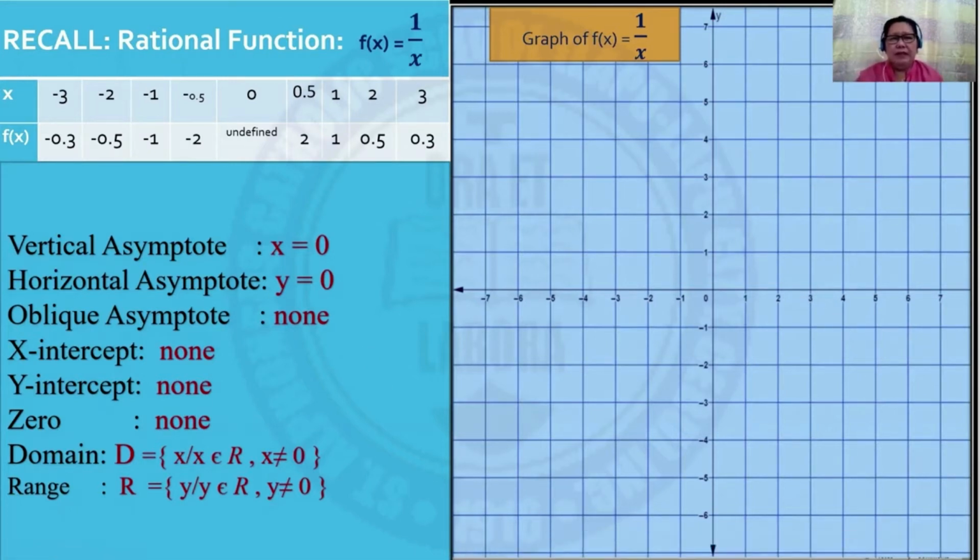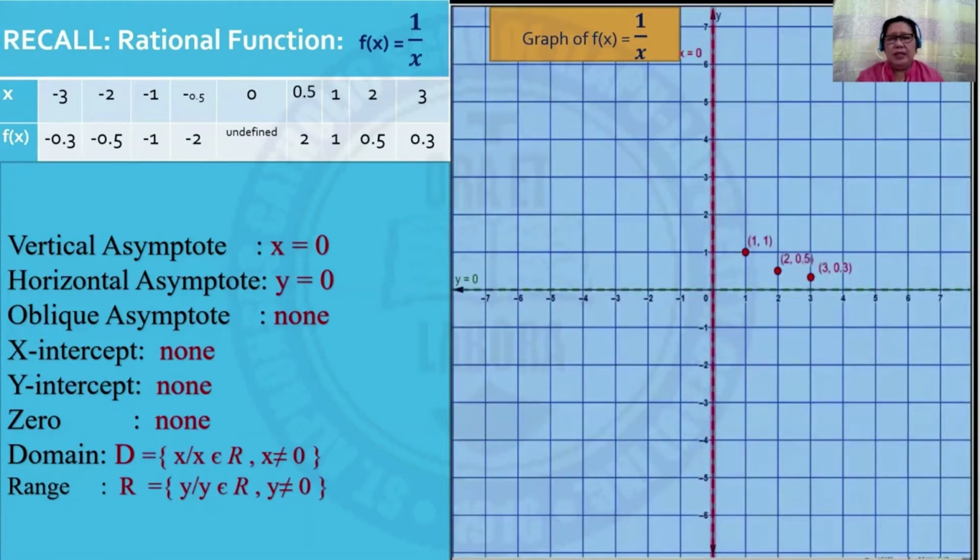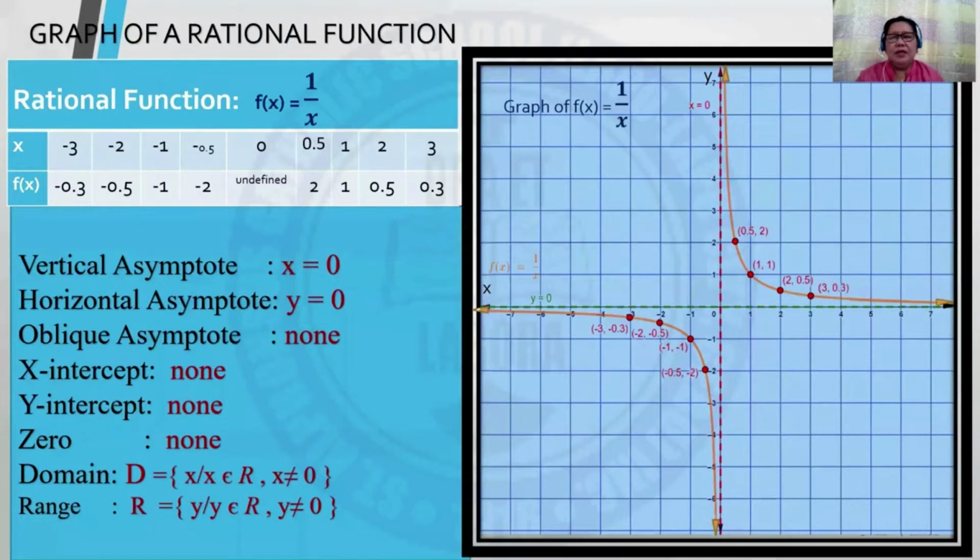So, let us have now the graph of f of x is equal to 1 over x. So, you have there the vertical asymptote, then the horizontal asymptote, and plot all the points. And then connect the points with a smooth curve. Then see to it that you label it completely with the y-axis, x-axis, then coordinates of the points, and see to it that you have the name of the graph.